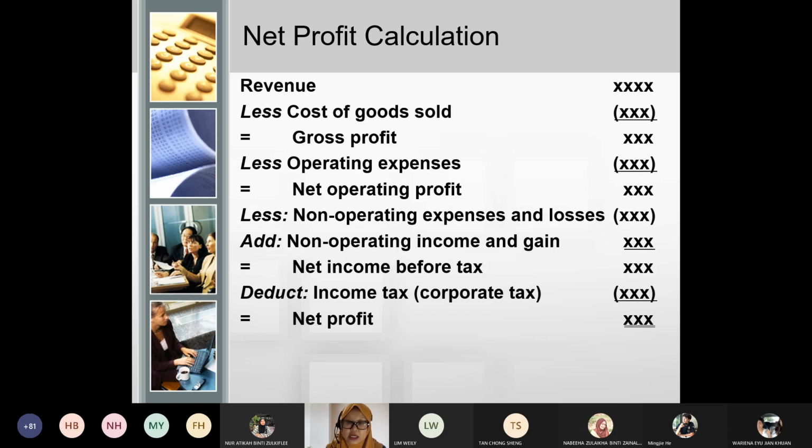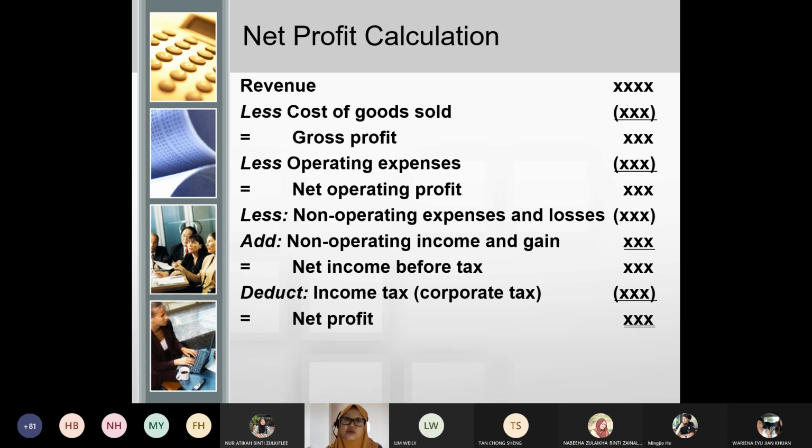All right. So let's see how we calculate the net income or net profit. It's the same thing. If I mention net profit, it also means net income. So the revenue, let's say sales, minus cost of goods sold. Some questions give the amount of the cost of goods sold straight away, but some you have to calculate yourself. Cost of goods sold consists of the beginning inventory plus purchases minus closing inventory.